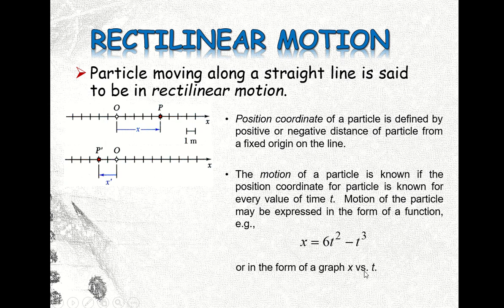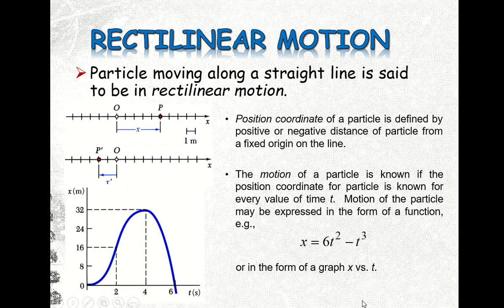Or it can be in the form of a graph. So we have an x versus t graph, something like this. We have x as our vertical axis, for the position in meters, and the horizontal axis is t, for the time in seconds.